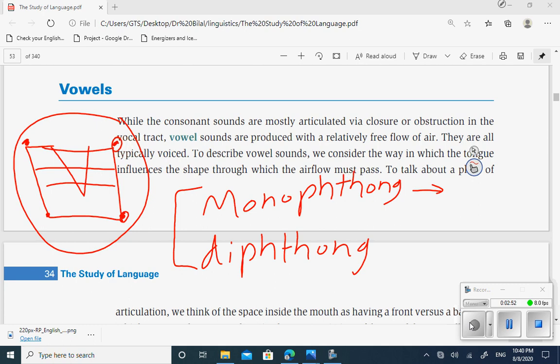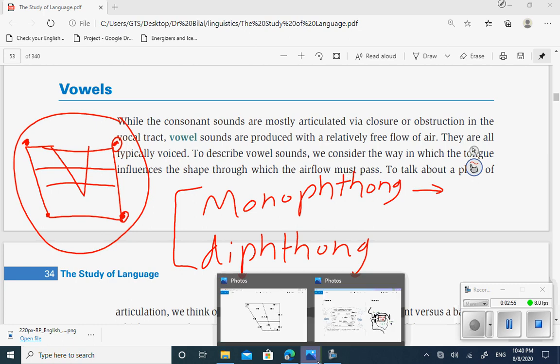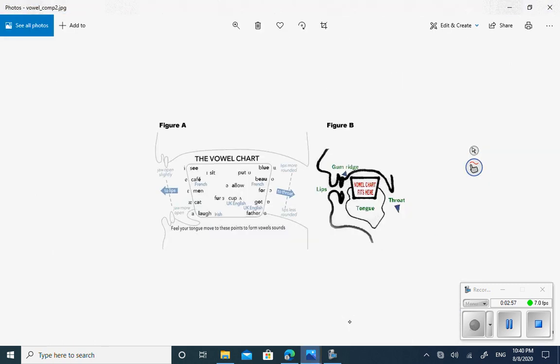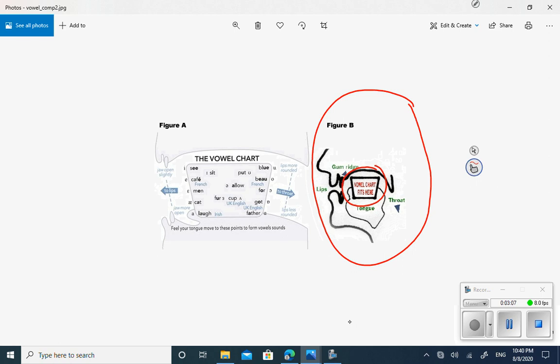Let's look at this photo just to understand that. This is a representation of your mouth, and this is the area where you can produce the vowels by using your tongue. Your tongue should not touch anything in the mouth during the production of the vowel. What you have to do is just to manipulate the air. You can use your lips. The tongue is raised a little bit or lowered a little bit, and according to that, you can produce the vowels.